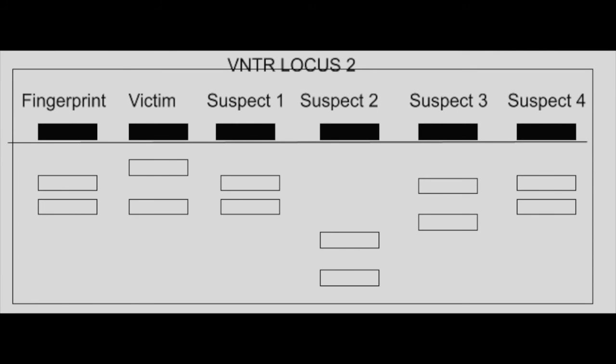The locus 2 gel electrophoresis is examined next. Again, the victim does not have the same alleles at locus 2 as the fingerprint found at the crime scene. Suspect 1 has the same alleles, as well as suspect 4, and suspects 2 and 3 do not. Since suspect 1 is the only one with matching DNA at both loci, they had to kill Bob.